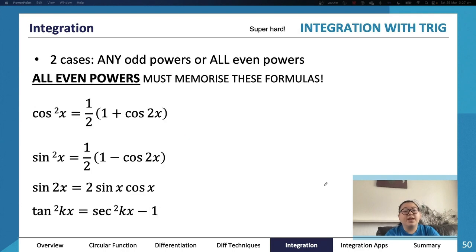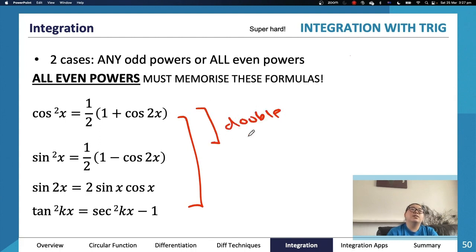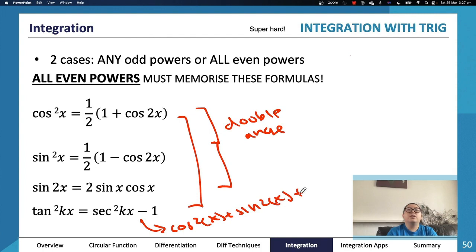Cool. Alright, if we have even powers, you just use these formulas. So you're using cos squared x, sine squared x, sine 2x, these types of formulas. These three are the double angle formulas, and this one just comes from the cos squared x plus sine squared x formula, so we can use that as well. Equals 1. So those are the formulas it's derived from.